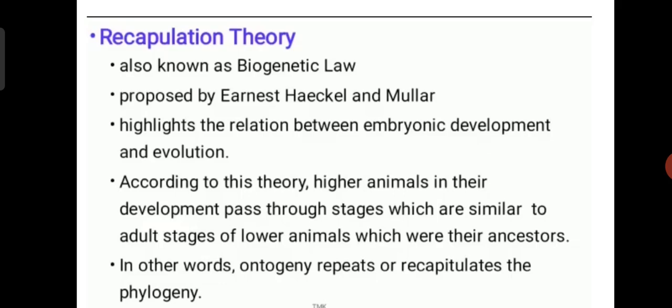For example, take the frog. In the ontogeny of the frog, there appears a tadpole larva. In every aspect, this larva resembles an adult fish. According to the biogenetic law, the fish is an ancestor of the amphibians. This is why in the development of amphibians there is a fish-like tadpole stage. Therefore, the amphibian larva looks the same as a fish in the tadpole stage. This is about the biogenetic law or recapitulation theory.